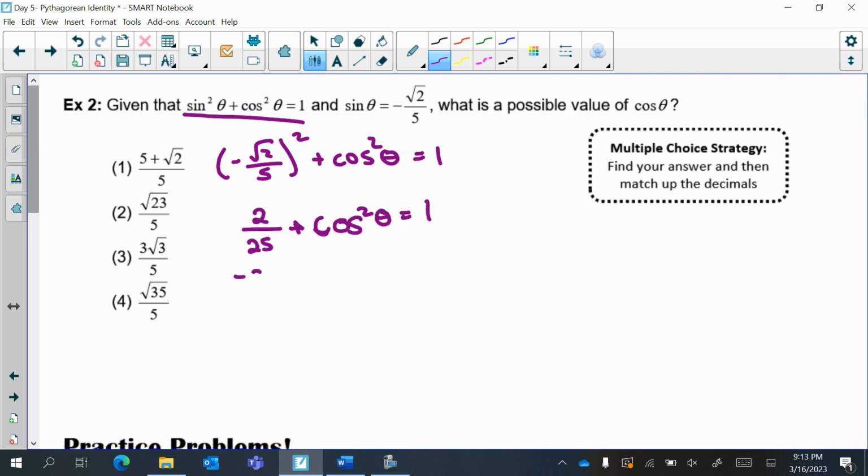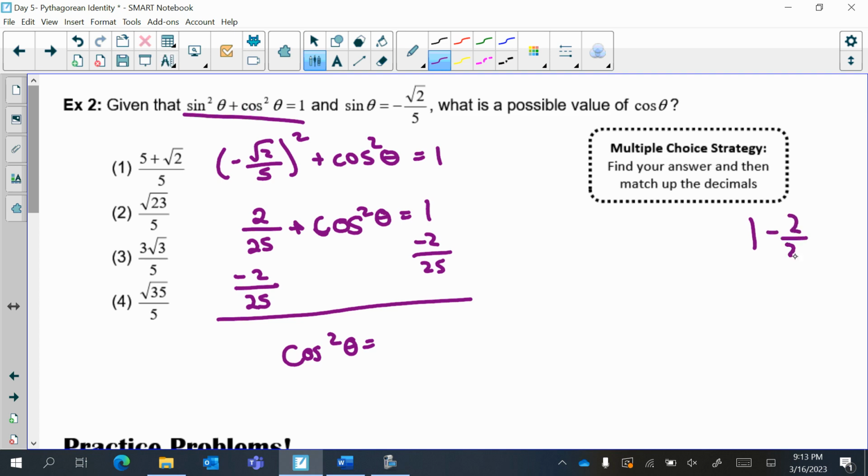And now you're going to subtract from both sides. You're going to get cosine squared theta equals, hopefully you know what 1 minus 2 over 25 is. 1 minus 2 over 25 is the same as 25 over 25 minus 2 over 25, which is just 23 over 25.